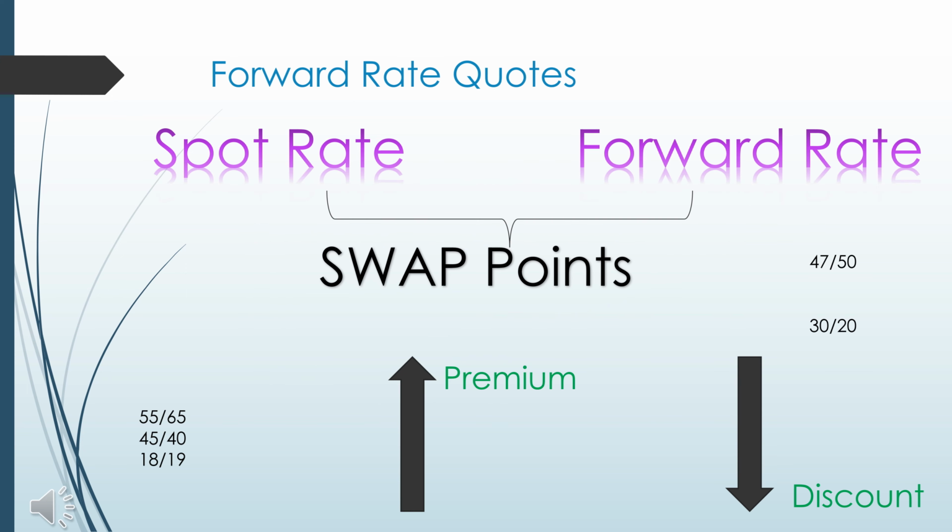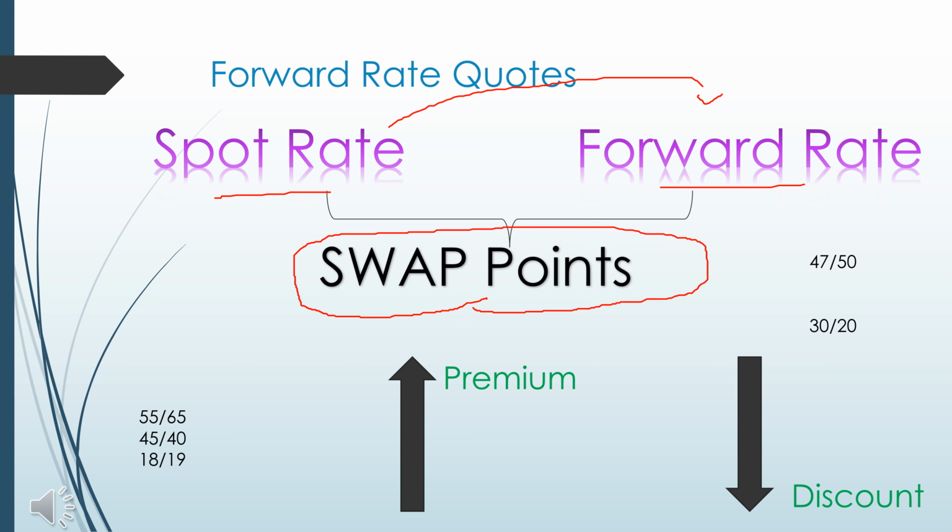Forward rates. Spot rate means the rate at which a transaction is taking place now, and forward rate means the rate at which a transaction will take place in the future. There will be a difference between the spot rate and the forward rate. This difference is known as swap points. It is also called forward margin or forward spot differential. The swap points are given as 55 by 65, 45 by 40, or 18 by 90. Like this, it can be given.